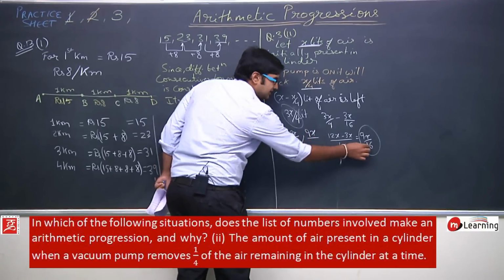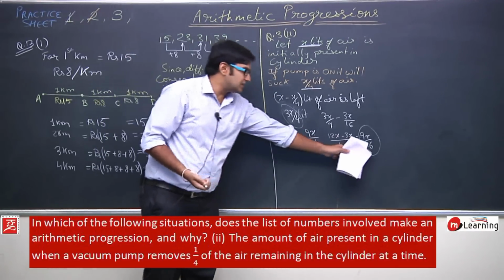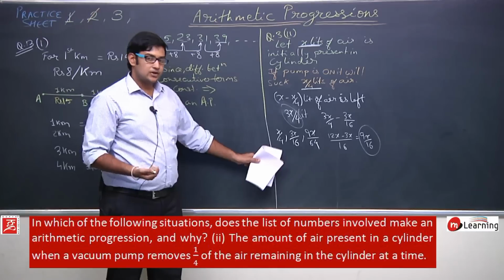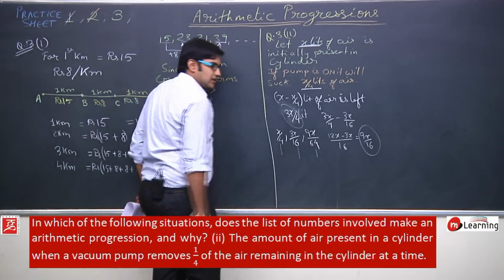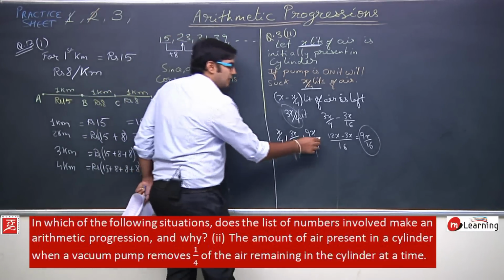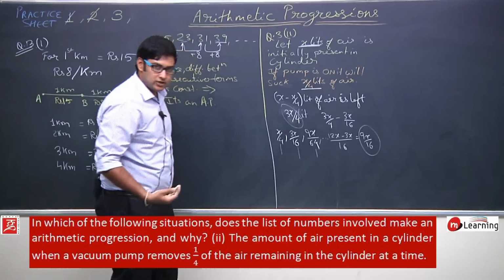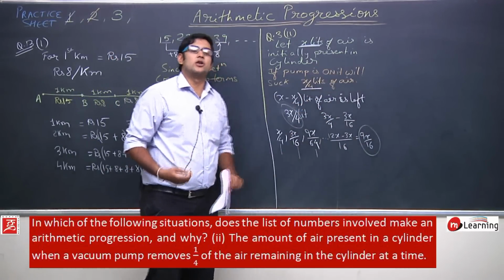9x upon 16 into 4, that is 64. Okay, because I will divide this value by 4. So this much air will be taken out. This much air will be taken out in the first case, then in the second case, then in the third case. And every time I switch on the pump, it will take 1/4 of the total air present inside it, and this series will go on.